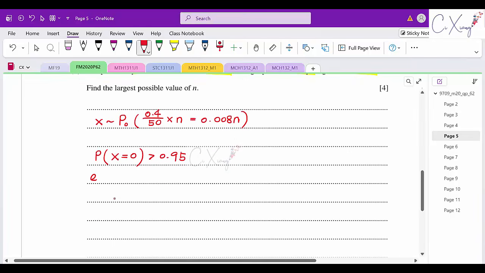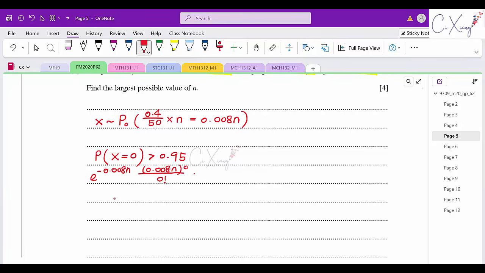I'm having e to the negative lambda, then lambda to the power 0 divided by 0 factorial is greater than 0.95. So we are having e to the negative 0.008n greater than 0.95, because anything to the power 0 is 1, and 0 factorial is also 1.